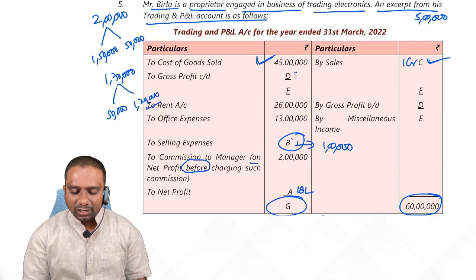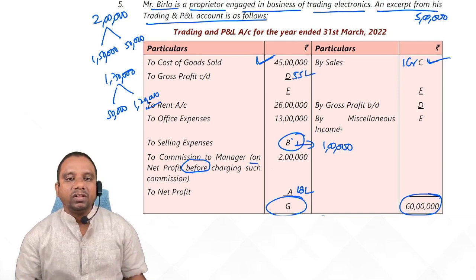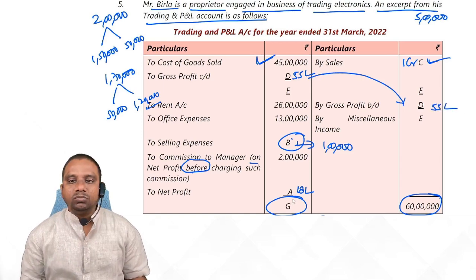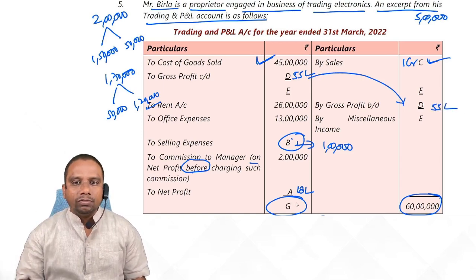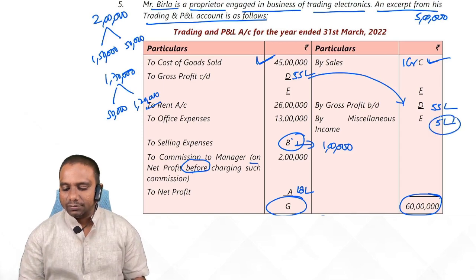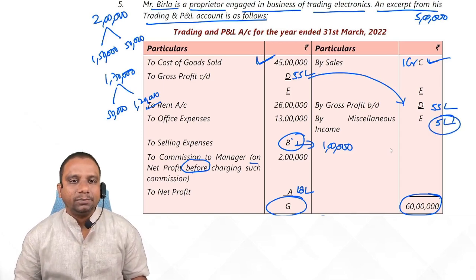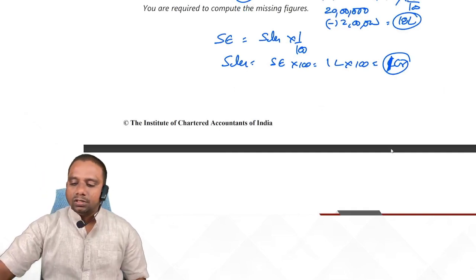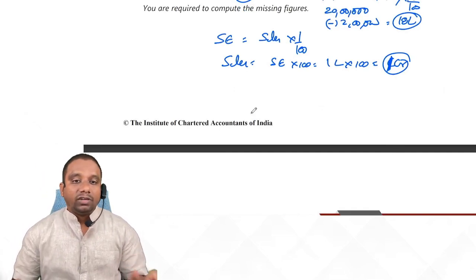COGS is 45 lakh. Remaining 55 lakh is what? Gross profit. Same gross profit is carried here, 55 lakh. Total credit 60. Gross profit 55. Miscellaneous expenses 5 lakh. That's it. Your problem completed. Clear, students? So these are the problems on final accounts of non-manufacturing concern.